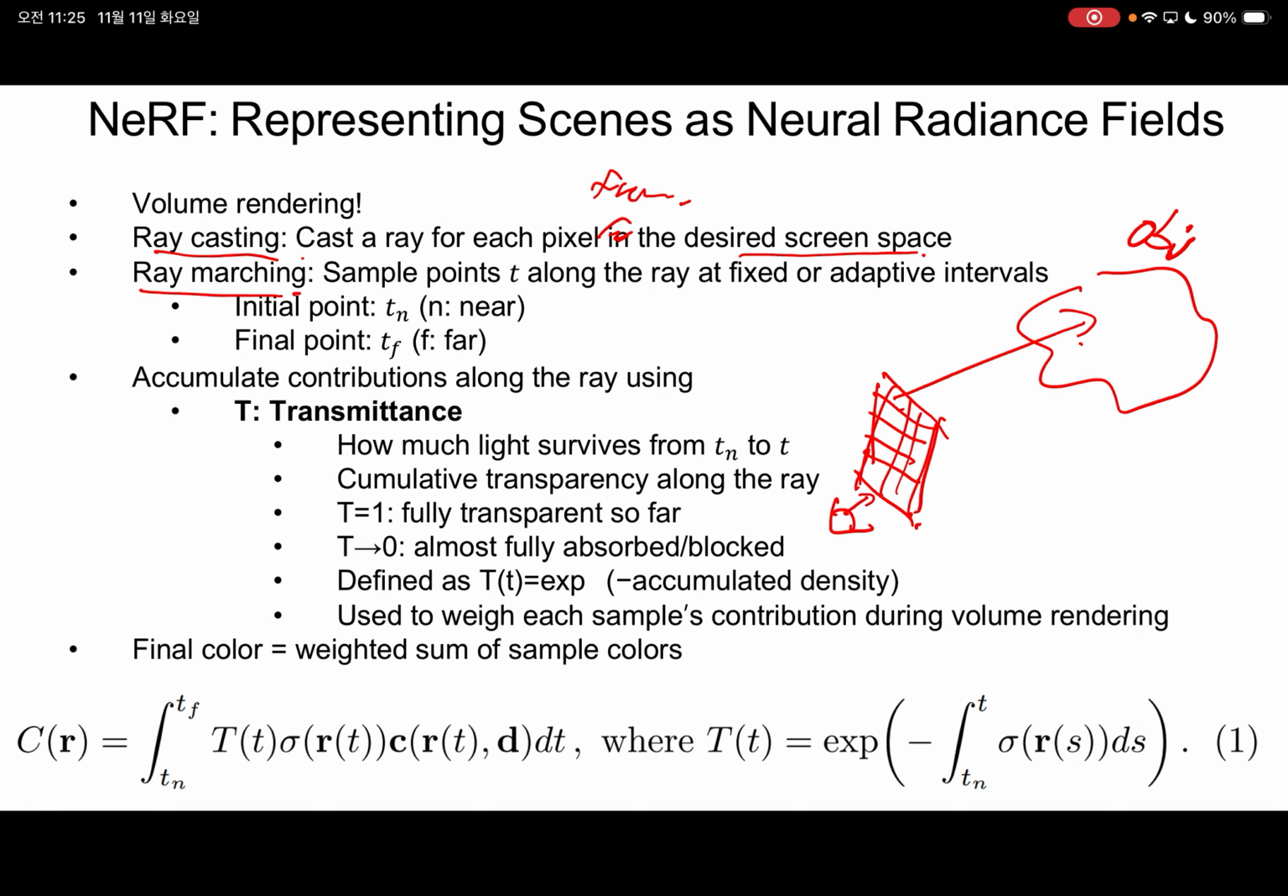Ray marching means going and going. We sample points t along the ray at fixed or adaptive intervals. Starting from this pixel position, we keep marching with fixed or adaptive intervals. That is called ray marching. We have an initial point tn and a final point tf, where n represents near and f represents far. Because we cannot consider all the infinite space, we need some range of the 3D space, which is defined by the hyperparameters tn and tf.